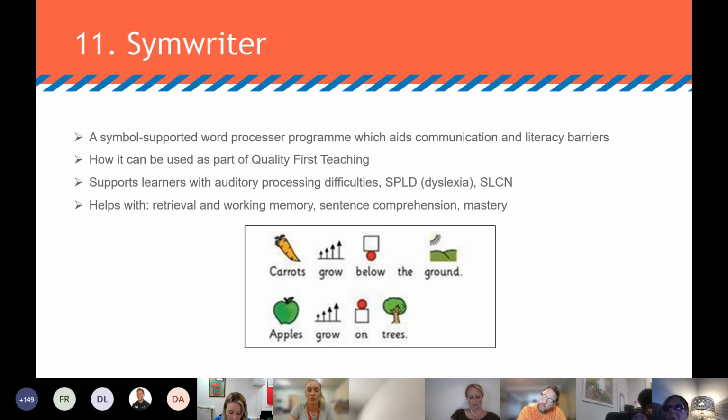SymWriter can be used to support learners with auditory processing difficulties, specific learning difficulties such as dyslexia, and speech, language and communication needs. And it can help with retrieval and working memory, sentence comprehension or understanding, and mastery. There's just a brief example there of how you type into SymWriter and the symbols appear, and it can really support those learners who struggle with language.